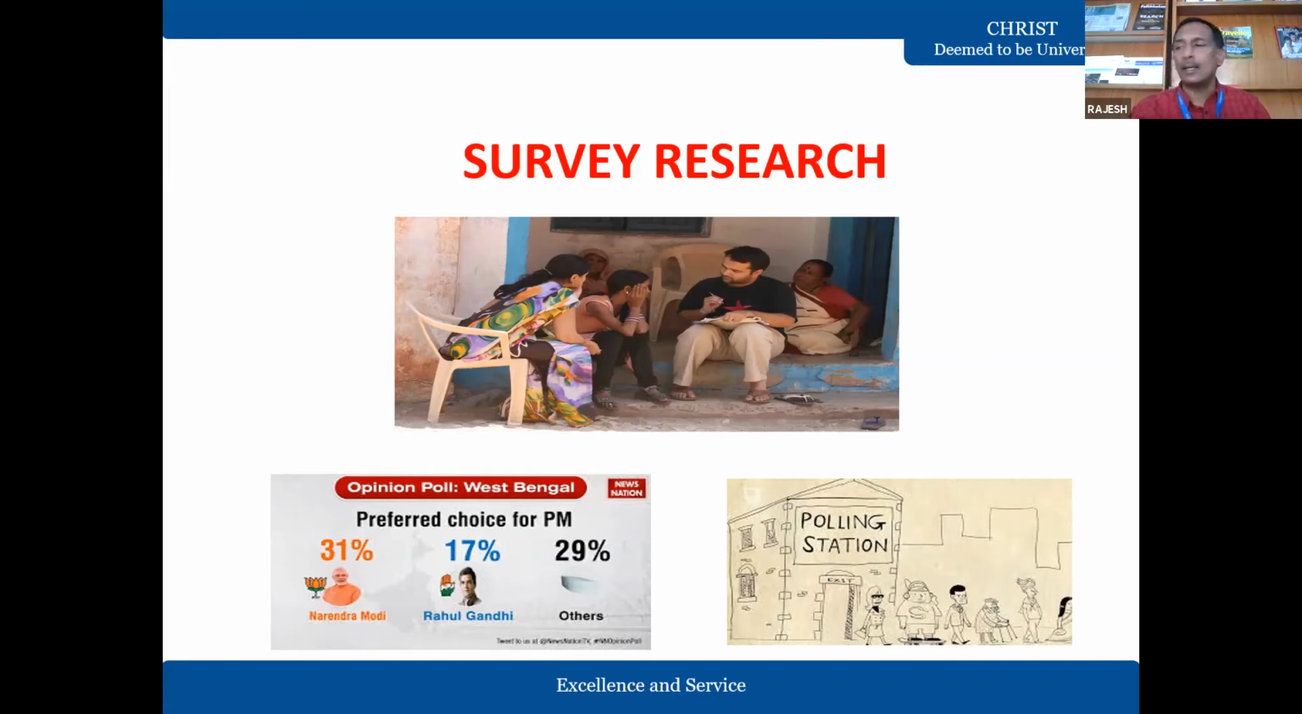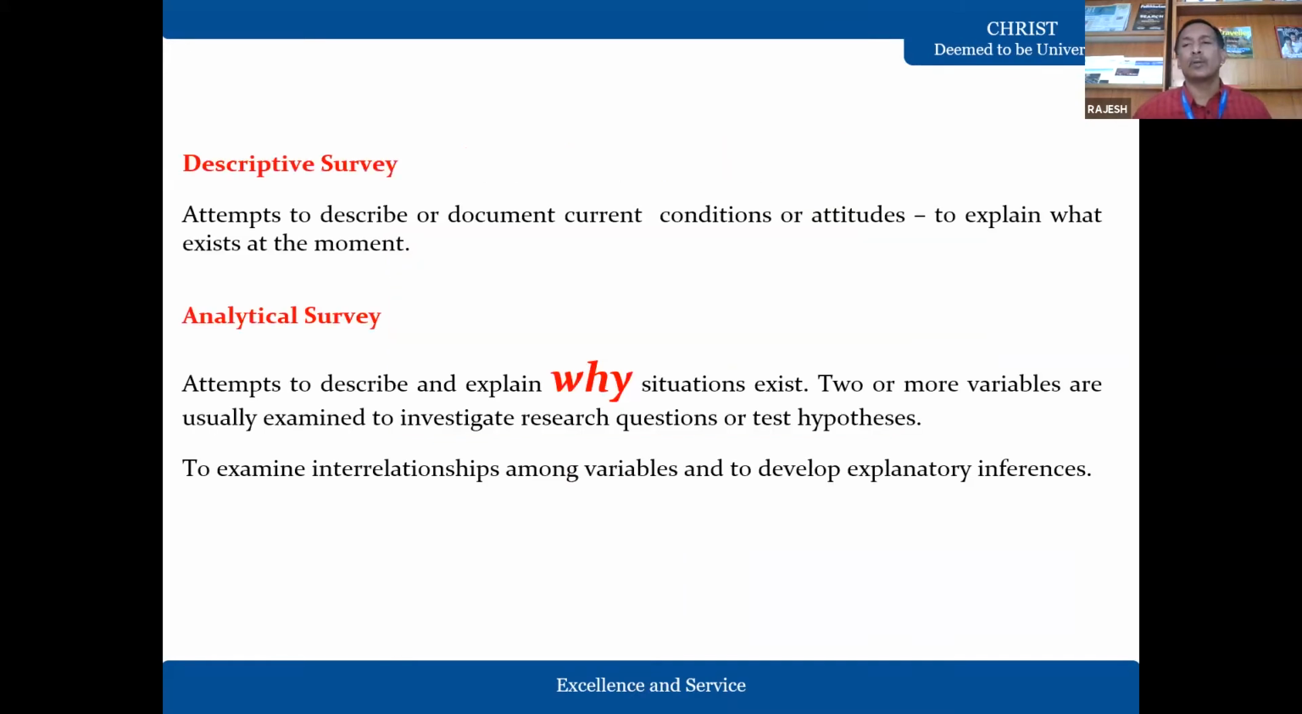Now, survey research is one of the important forms of conducting a study. Now, there are two types of survey research. One is descriptive, the other one is the analytical survey. Now, descriptive survey just describes or narrates what the current condition is. What are the attitudes? Just to explain what is happening at this particular moment.